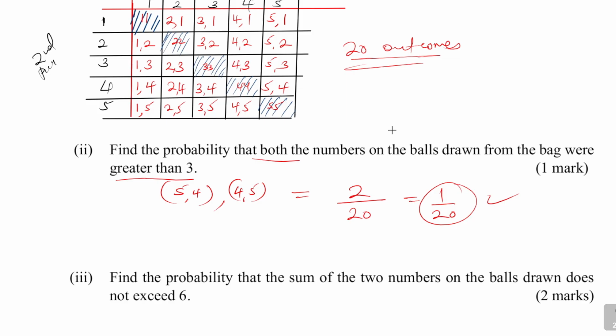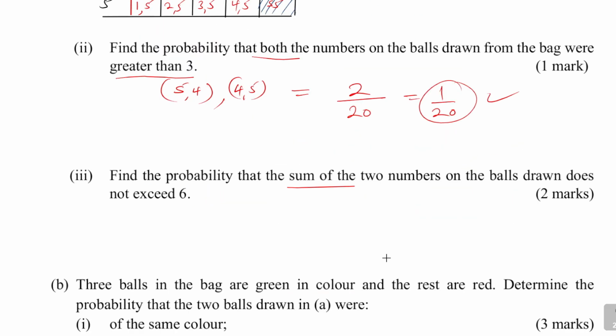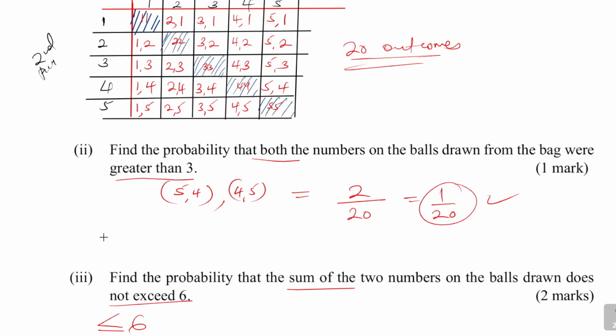Then part 3, find the probability that the sum of the 2 numbers on the balls does not exceed 6. So what does it mean when you say does not exceed 6? That means it should be less than or equal to 6. That is what we mean. It should not exceed 6. So that means it should be less than or equal to 6.